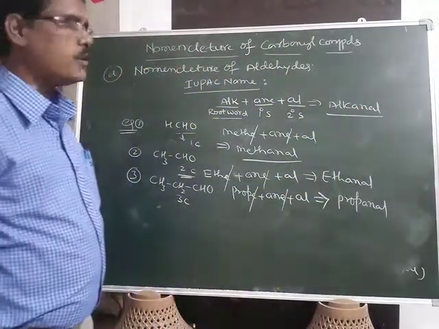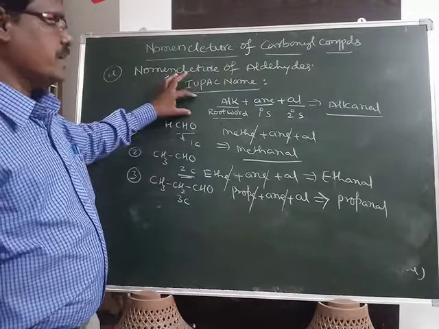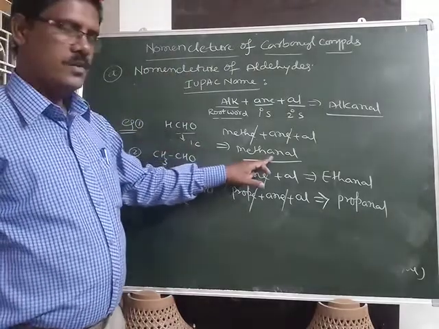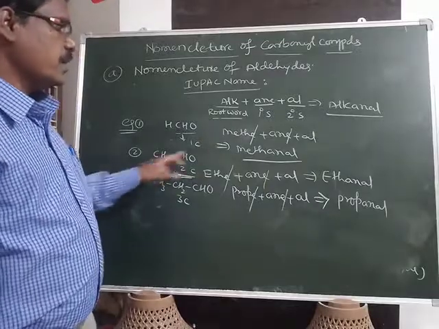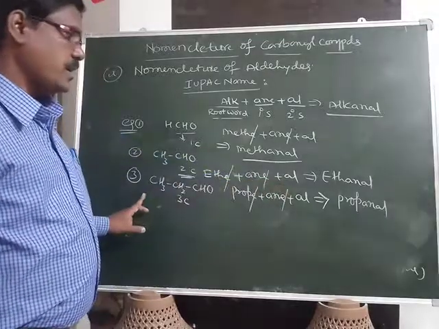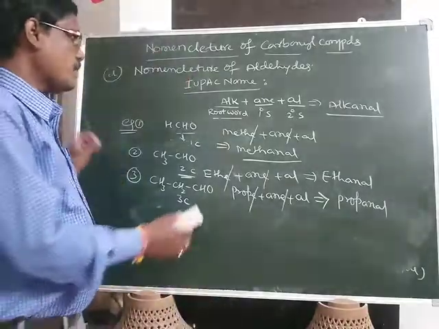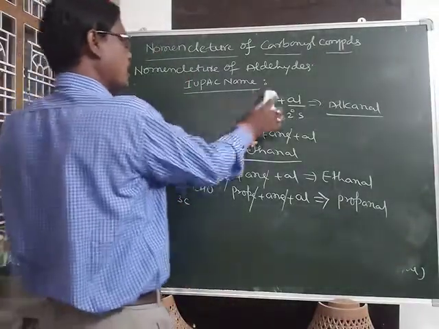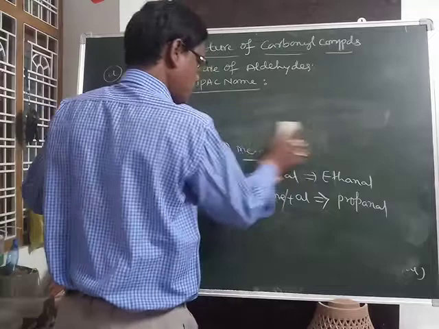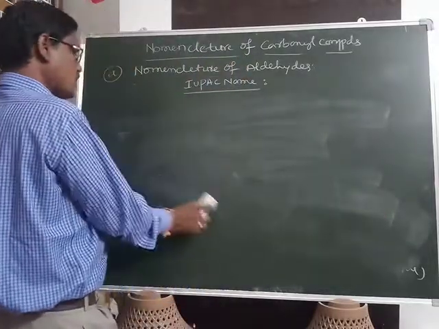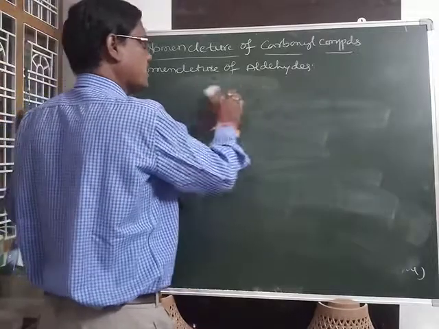This is the IUPAC naming of aldehydes and alkanols. You take 1 carbon containing methanol, 2 carbon containing ethanol, 3 carbon containing propanol. And if the carbon chain is a lengthy or large carbon chain, we can apply IUPAC rules for that also.